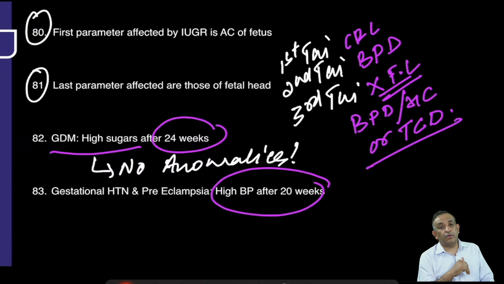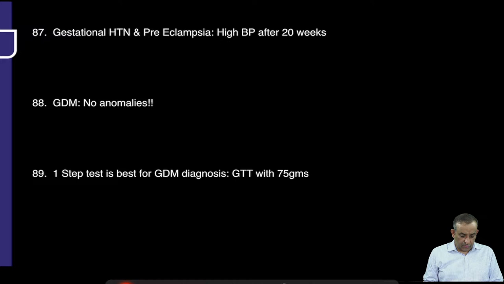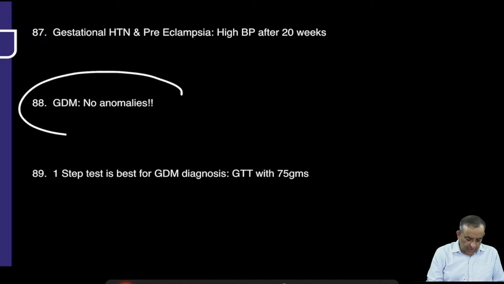Okay, first parameter affected by IUGR is abdominal circumference and last parameter is of the fetal head, and GDM is high sugars after 24 weeks. Gestational hypertension, preeclampsia, high blood pressure after 20 weeks, and GDM has no anomalies. It's a revision. Now, how do you diagnose GDM?